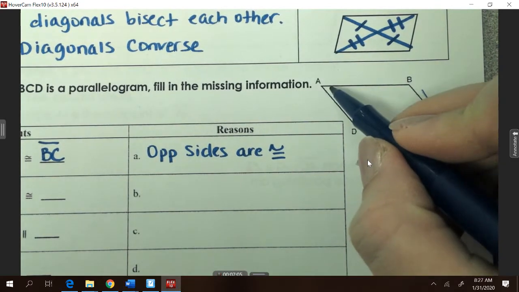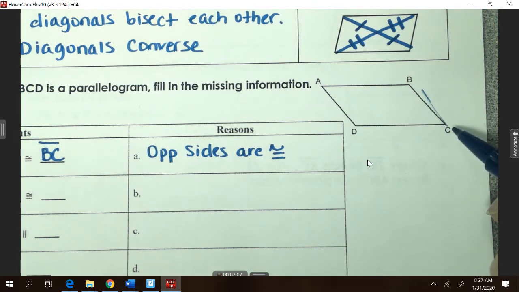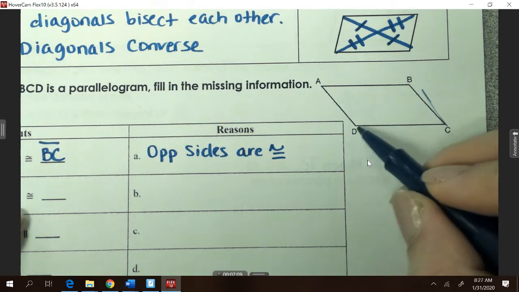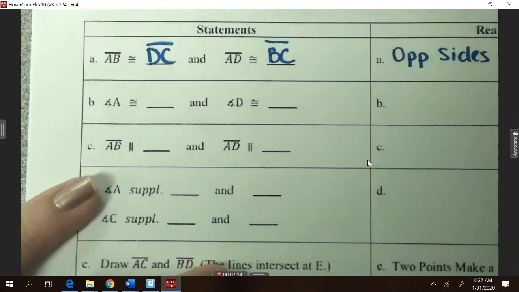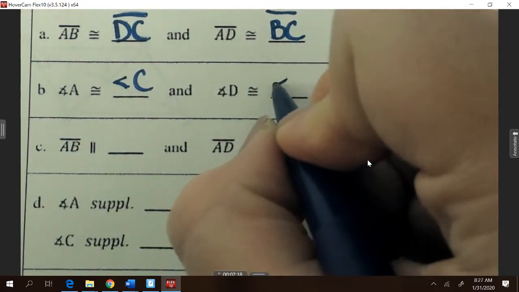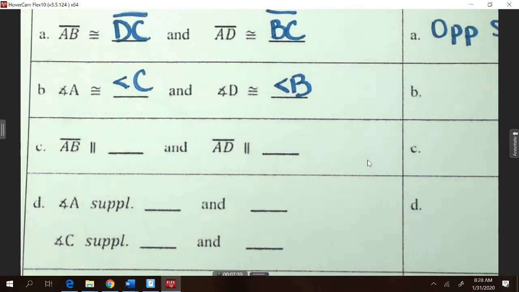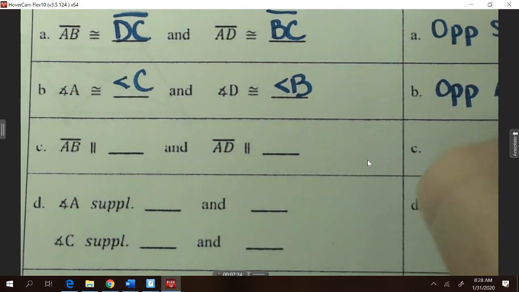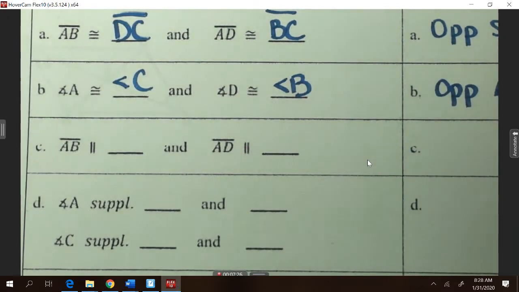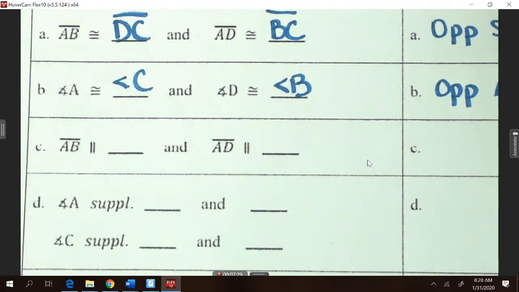Angle A would be congruent to what? Angle A would be congruent to angle C, and then what would angle D be congruent to? B. Okay, so I'm going to put that A is congruent to angle C, and D is congruent to angle B, and it's because they're opposite angles, right? So I'm going to put opposite angles are congruent.